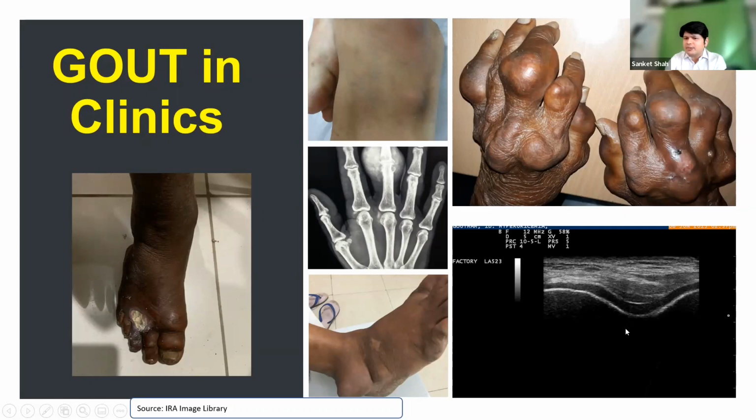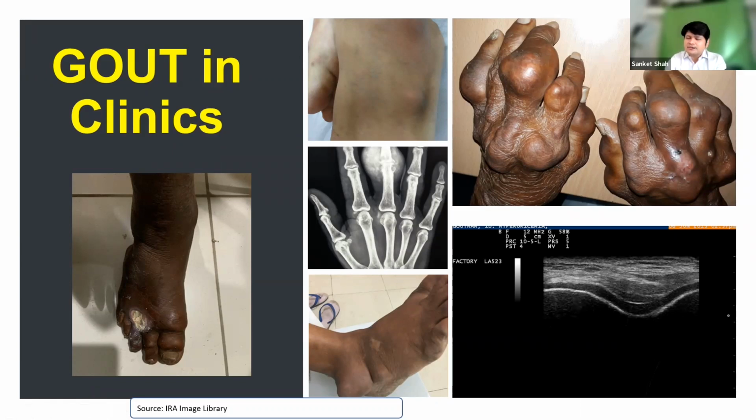important sign. It's called the double contour sign, which will help us to make a diagnosis of gout on musculoskeletal ultrasound. Okay, most of the radiologists know this, rheumatologists know this. It is a very simple thing. It gives us a lot of confidence. Once we detect this, our diagnosis is almost sure.